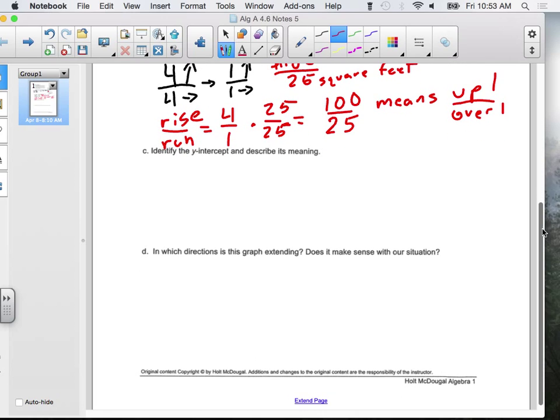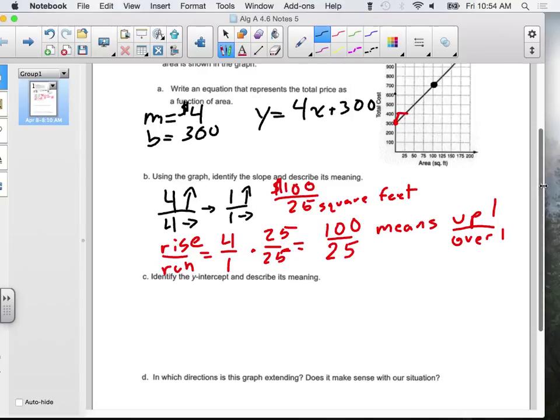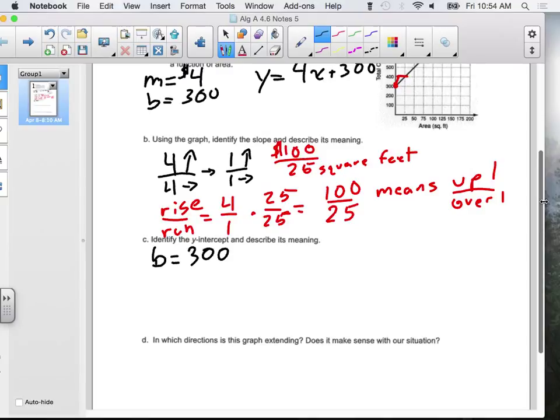Letter C, identify our y-intercept and describe its meaning. I think we have a good handle on that. So tell me what is our y-intercept? Someone who hasn't spoken much today. Abby? Okay, so we have to identify it first, right? So what is our y-intercept? What's the value of it? Right, so B stands for our y-intercept, so B is 300. And now that first thing you said, what was it? No, not total cost. It stands for a kind of cost, but.